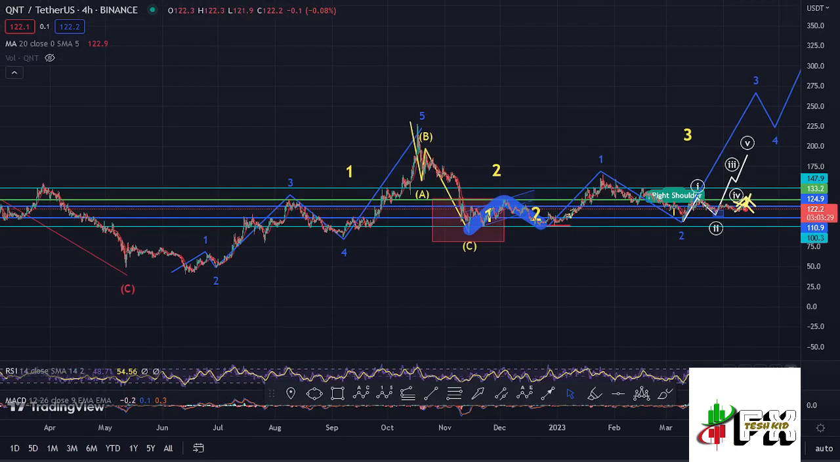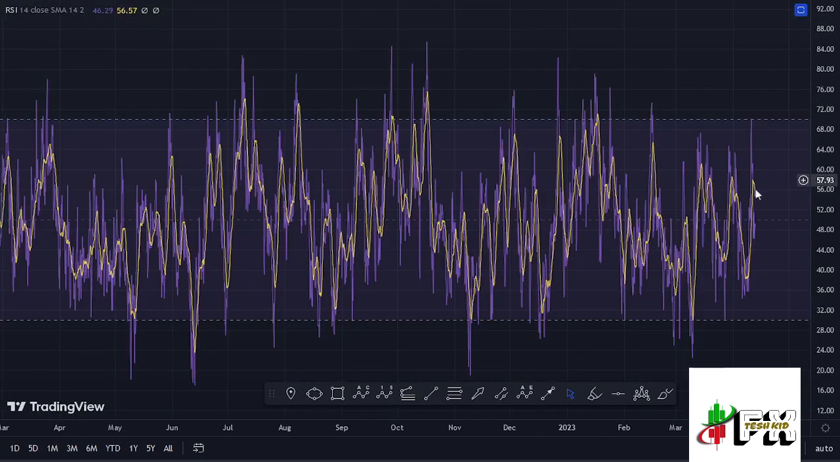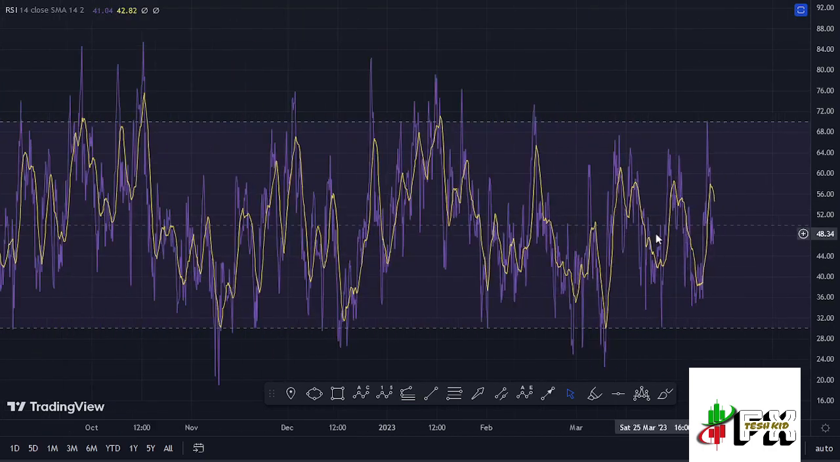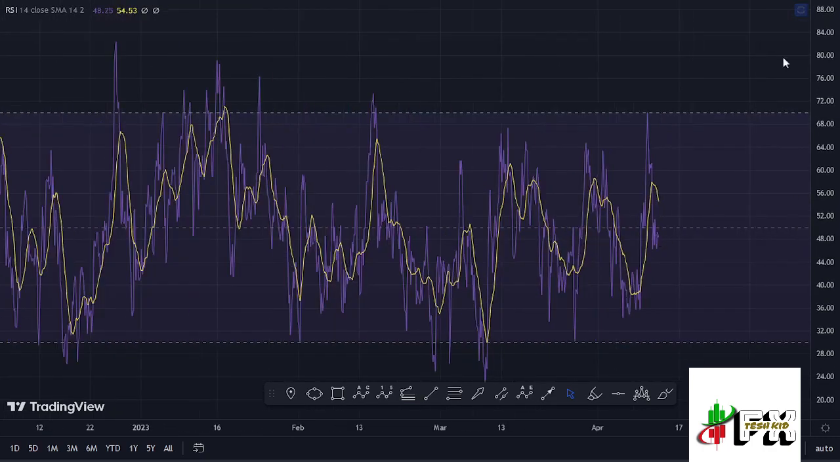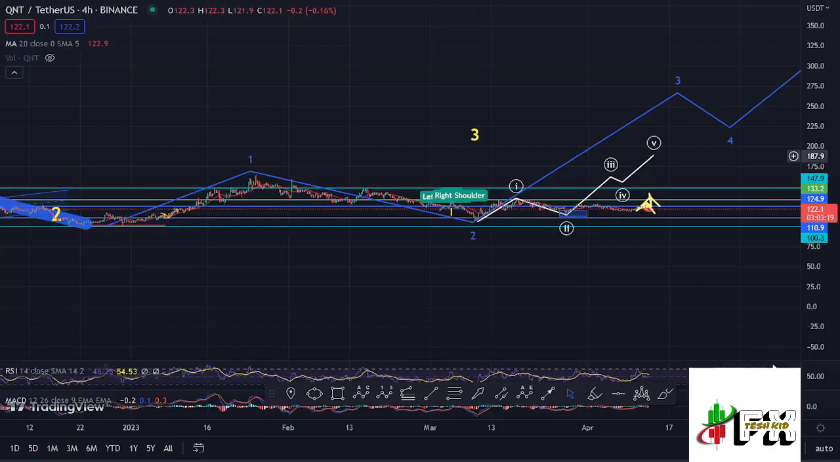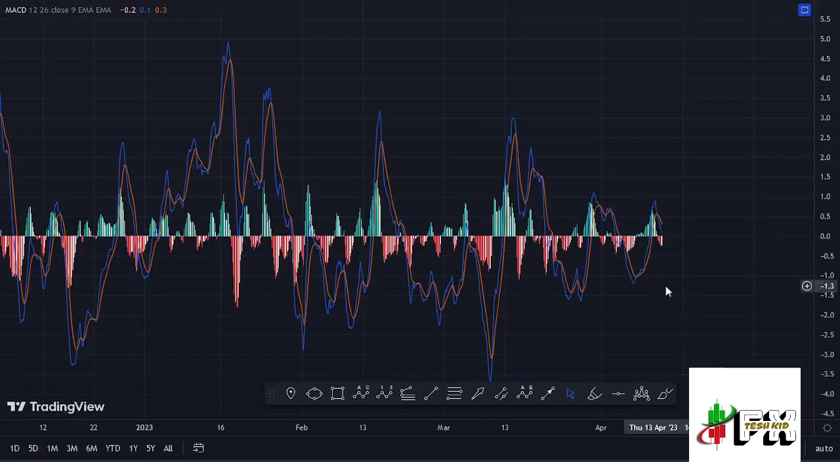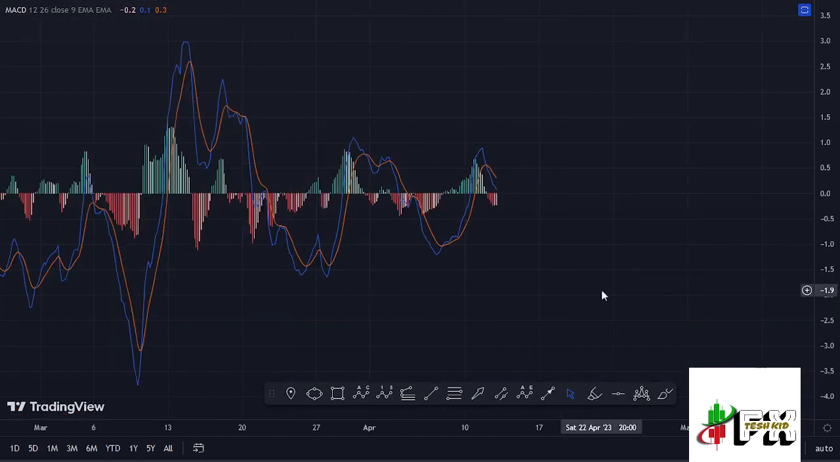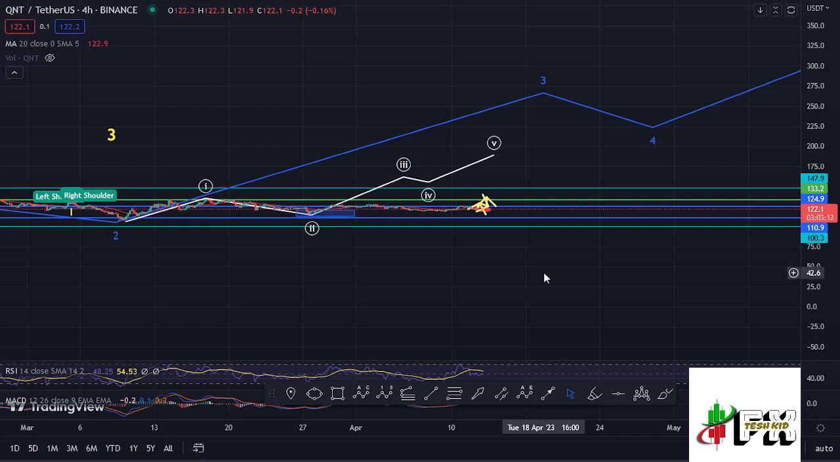And also taking a look at the indicators on the RSI, we are trading at around the 55 mark, meaning we have massive room for us to fully support higher prices. Also taking a look at the MACD, here on the MACD we have been able to print a bearish cross. So let's be patient and see how that plays out, and I'll be keeping you updated.